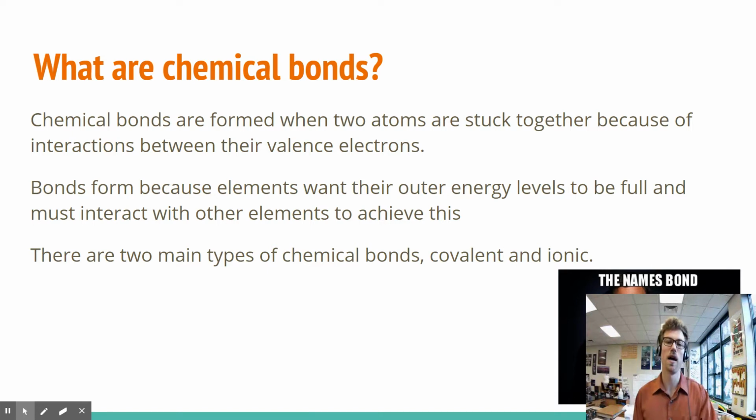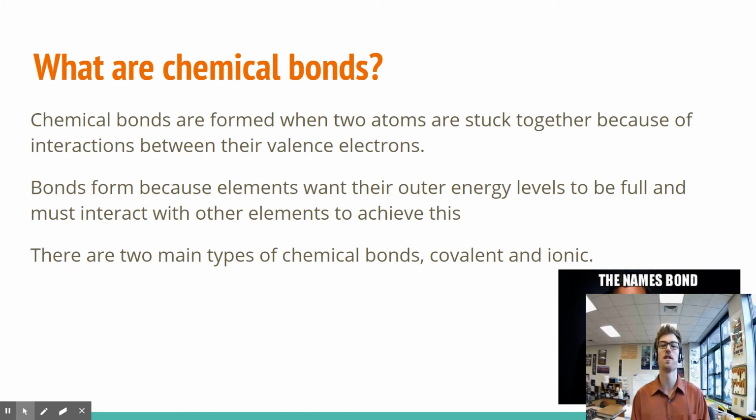So what are chemical bonds? Well, chemical bonds are formed when 2 atoms are stuck together because of interactions between their valence electrons. So what we're talking about here when we talk about chemical bonds is valence electrons interacting between different atoms. And that's why we spent last unit talking a lot about valence electrons and why we just reviewed that, because it is the valence electrons that are important when we talk about chemical bonding.